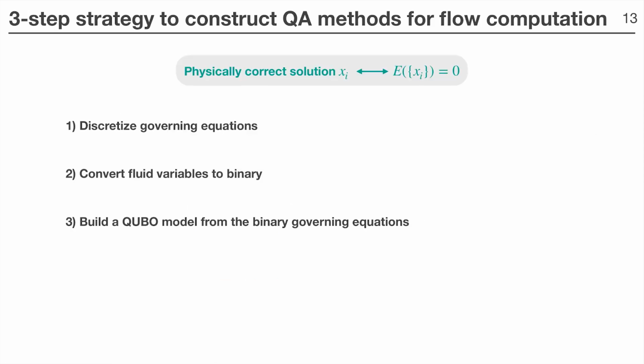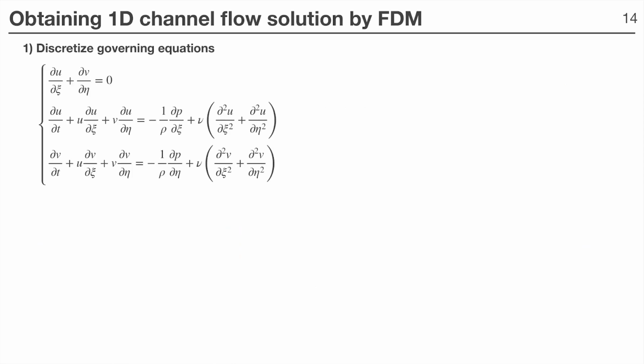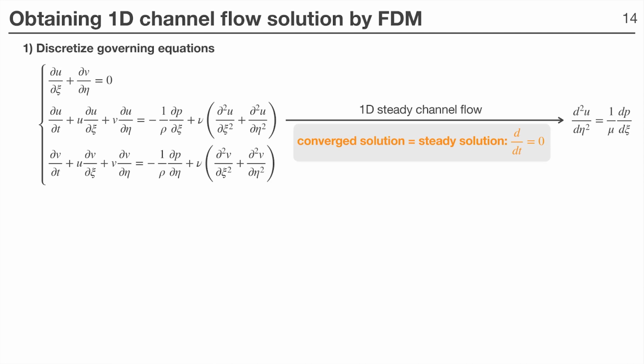To do this, we follow a three-step strategy. As an example, we do just 1D channel flow. The first step is to discretize the governing equations. These are the equations of mass and momentum, but for the 1D channel flow, you can simplify these equations like this. It's very simple. One of the points here is that we assume steady flow, because we assume the converged solution equals the steady solution. So we just ignore the time derivative term.